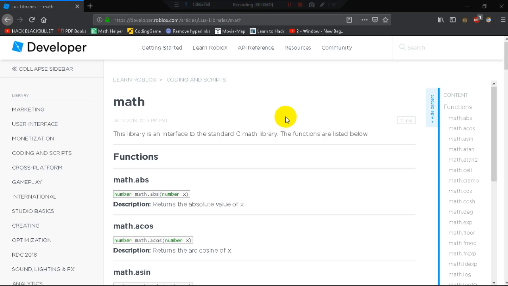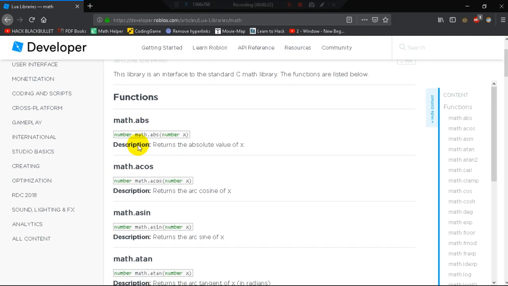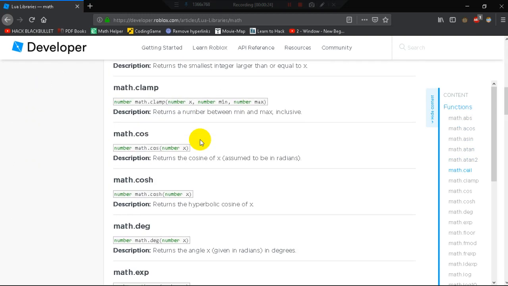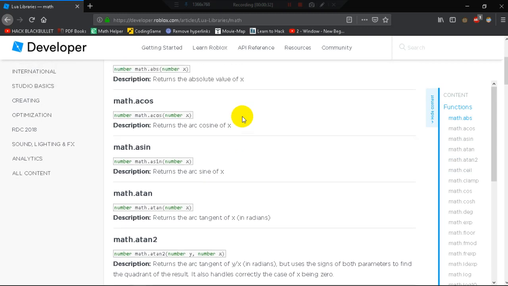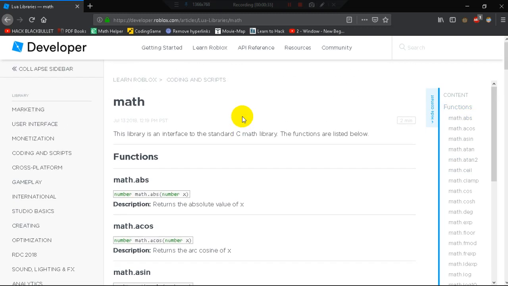So today we're actually gonna cover mathematical functions. First, in Roblox Studio we have a library called math, and this library holds a lot of functions that are useful for several mathematical operations. So we're gonna cover all the mathematical functions that are used a lot.